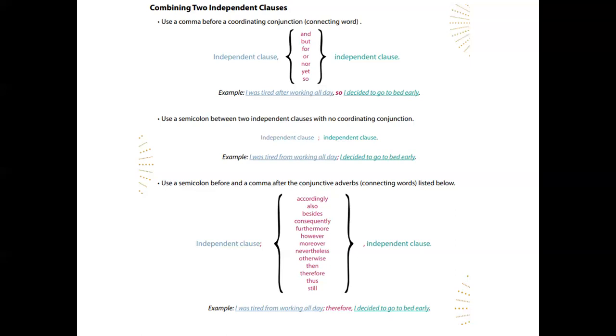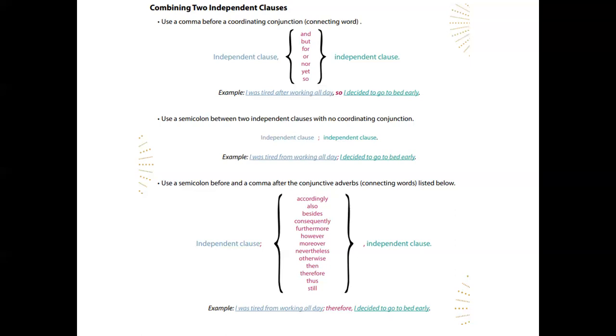Okay, I will read it again. I was tired from working all day, semicolon. Therefore, comma, I decided to go to bed early. Okay, so these are the three ways on how we combine two independent clauses, whether they are related to each other, they are not that related to each other, or whether you use connecting word or symbols or everything, just strictly use and apply these three ways when you add two independent clauses.